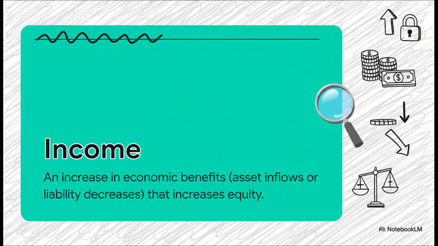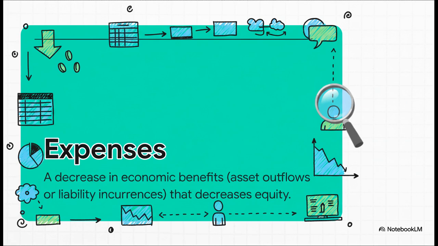Income is anything that makes the company's pot of wealth bigger. It can be an inflow of assets, like cash from a sale, or a decrease in a liability. Either way, the end result is an increase in the owner's equity. And this covers both your regular day-to-day revenue and any one-off gains. And you guessed it, expenses are the exact opposite. They are a decrease in economic benefits. This happens when assets flow out or get used up, like when you pay salaries, or when you take on a new liability. The end result is always a drop in equity.